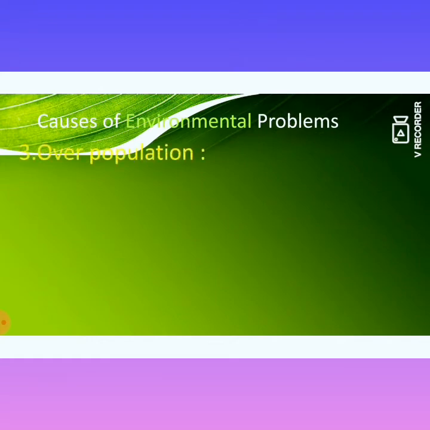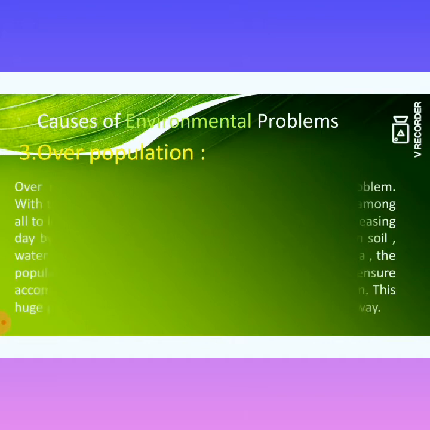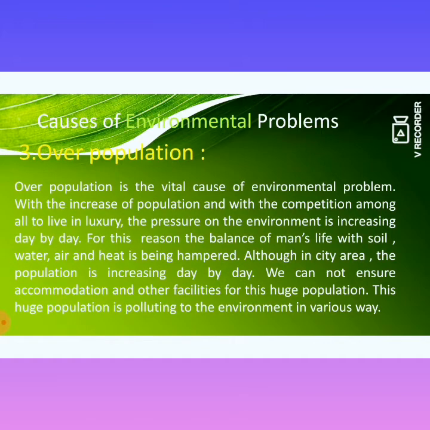Number 3. The third cause of environmental problems is overpopulation. Overpopulation is another important cause of environmental problems. Overpopulation is a vital cause of environmental problems. With the increase of population and with the competition among all to live in luxury, the pressure on the environment is increasing day by day. Actually, in the world, the amount of population is increasing day by day.